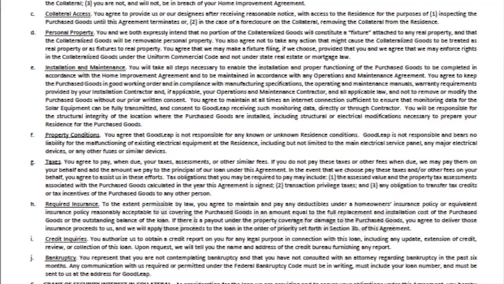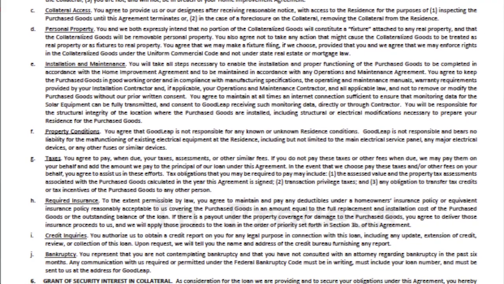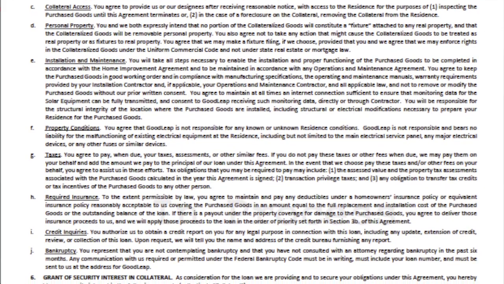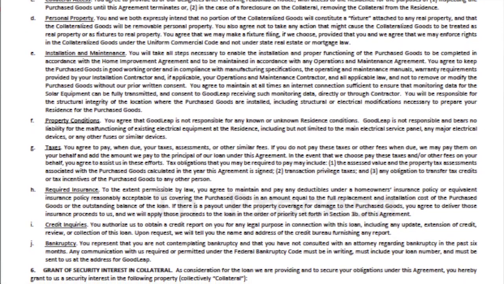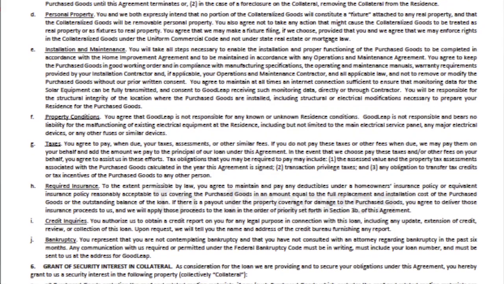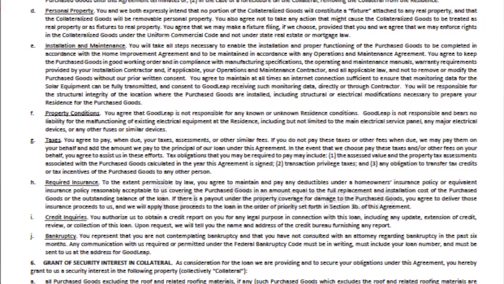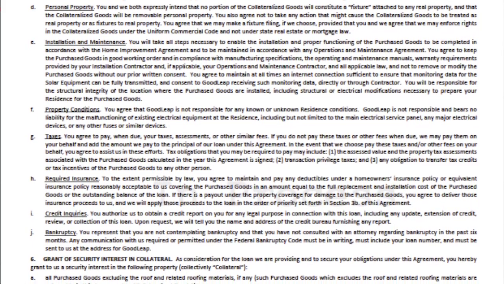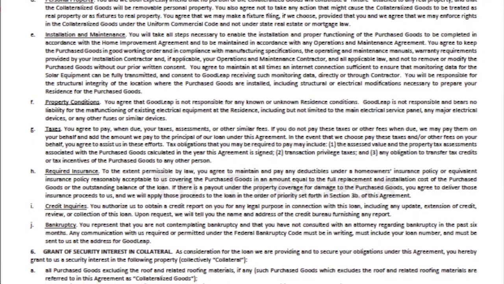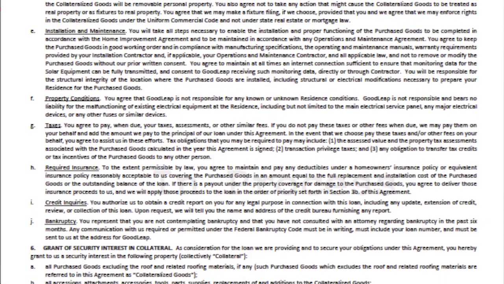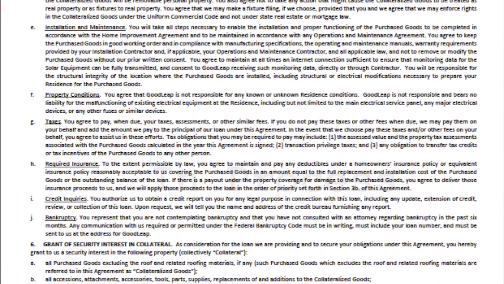Install and maintenance is kind of related to the install contract, to where the customer needs to give us access to be able to do the install, right? To make this loan official. And then similar on the property conditions, right? Like LoanPal, GoodLeap is not responsible if for some reason the roof structure is messed up on the house. They had a leak and the roof is rotten. They're not responsible for that either.